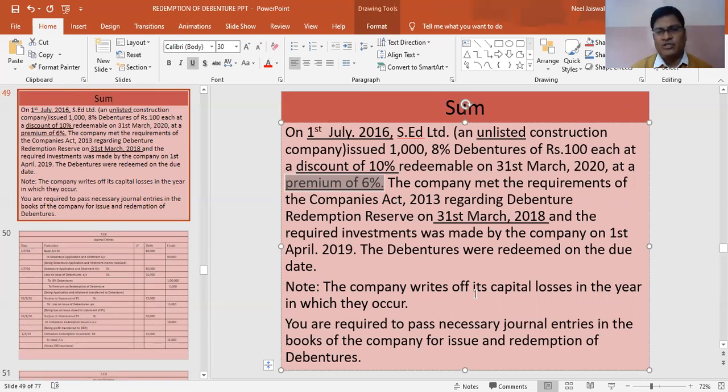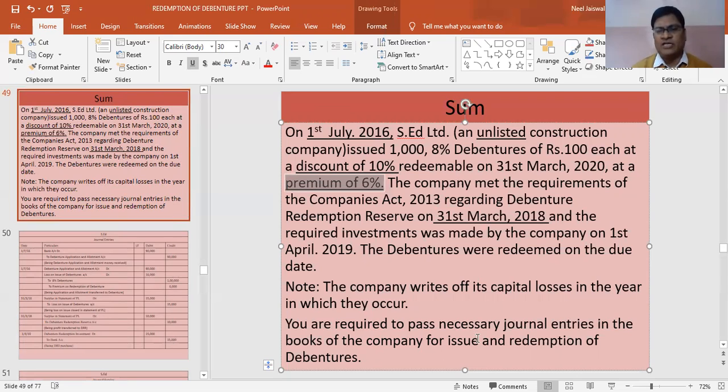The company writes off its capital losses in the year in which they occur. As written over here, in the same year when the losses are occurring, that year only the company is redeeming, and that year only the company is writing off the losses of the debenture.